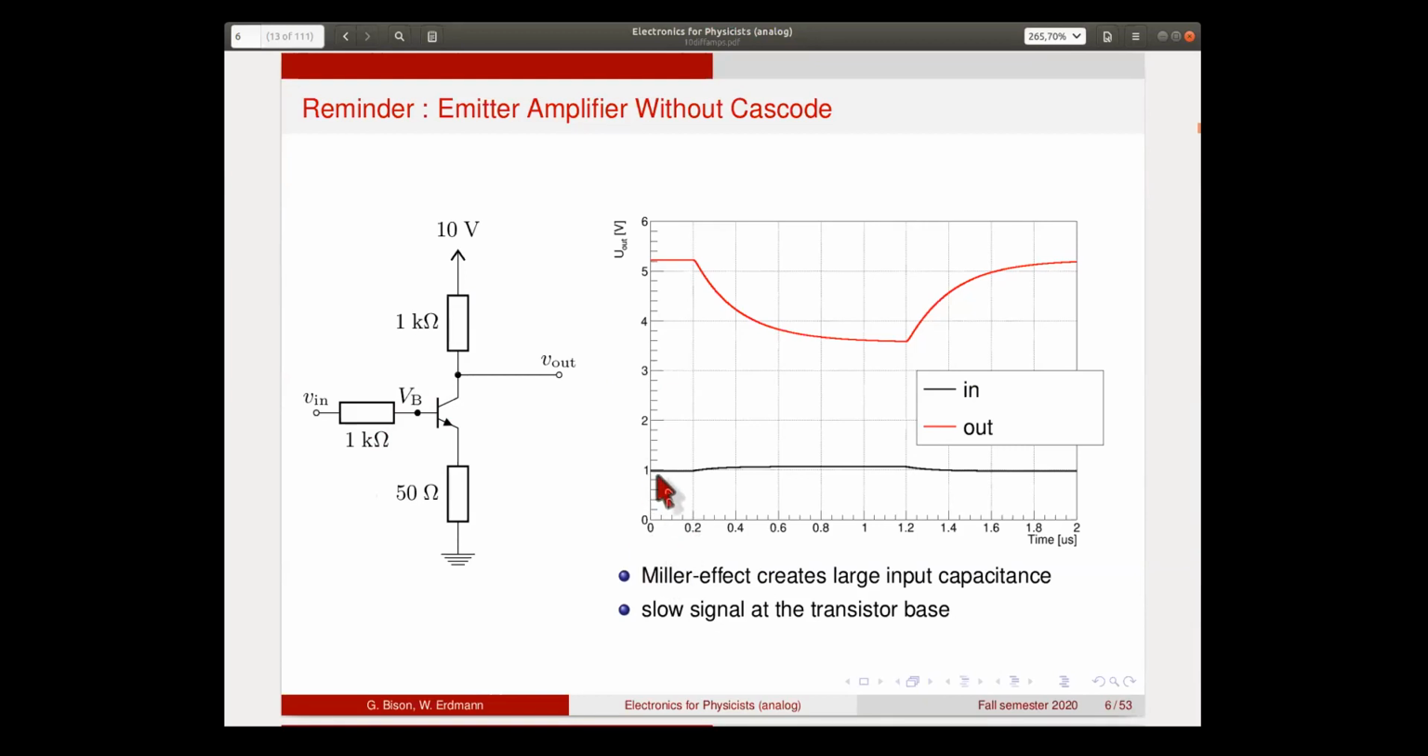Now, what you see here is this RC time, the slow behavior at the base, and as a consequence of that, also at the output due to the Miller effect.